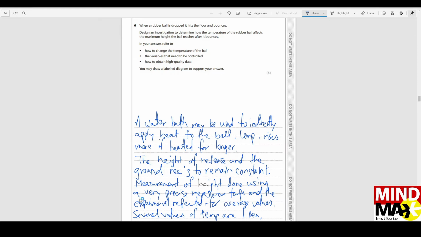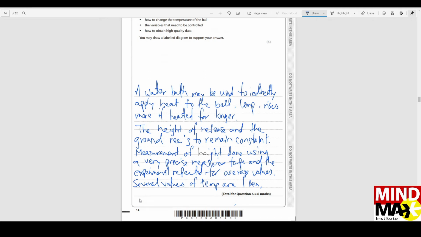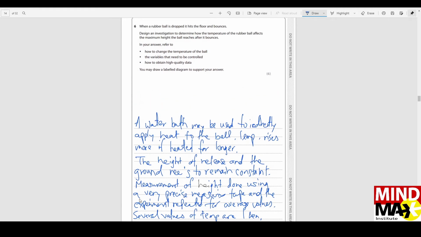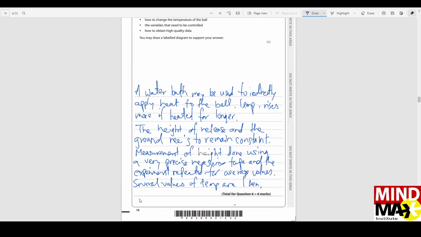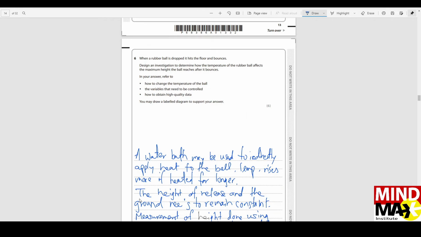And to get the average values, of course, you need several values of temperature as well. The temperature value, you shouldn't just take it once. You should take different values of temperature, and based on different values of temperature, then you have to drop the ball, and then you get the heights to which they bounce back.